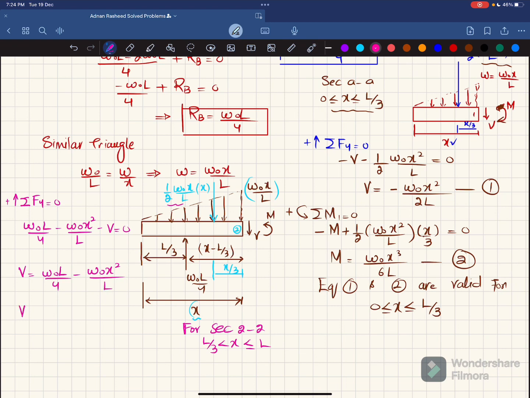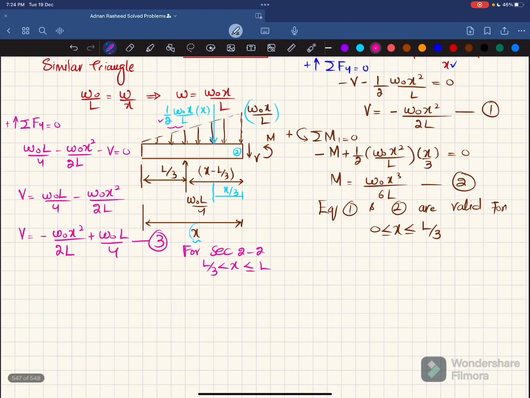Or you can say this V is equal to minus W naught X square over 2L. Here you can see you have 2 as well, so it will be minus 2, clear. So minus W naught X square over 2L plus W naught L by 4. This is your equation number 3.